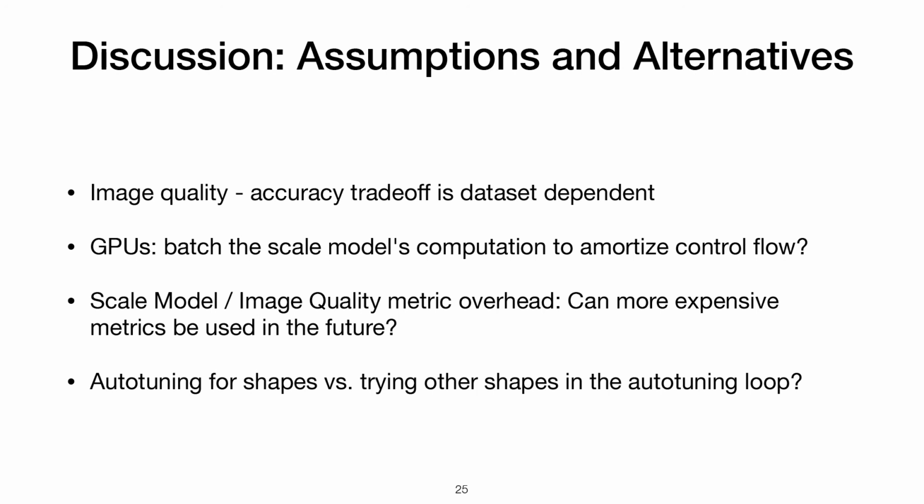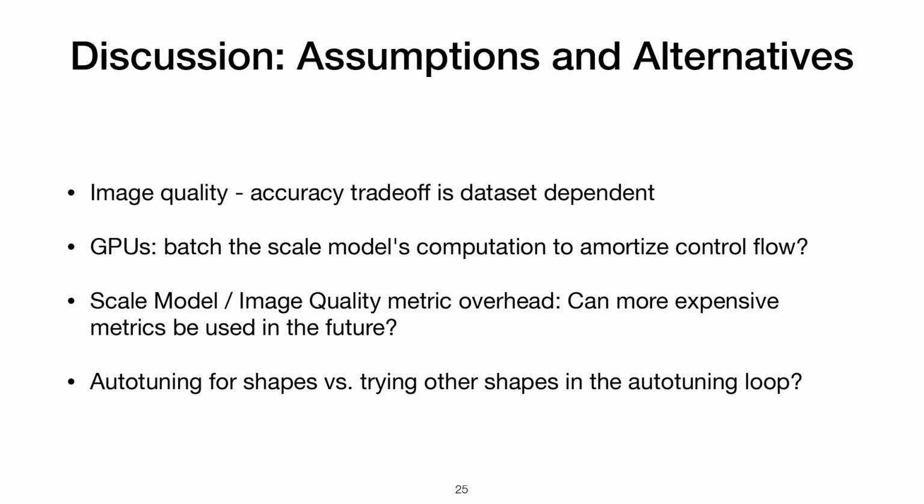Looking forward, one potential source of change is that in the future, as popular model architectures become more and more computationally intensive, it might make sense to use heavyweight metrics for better image quality estimates or scale model predictions. At present, we've had to limit the image quality metric computation and scale model inference to a small fraction of the backbone model's total floating point operation count.